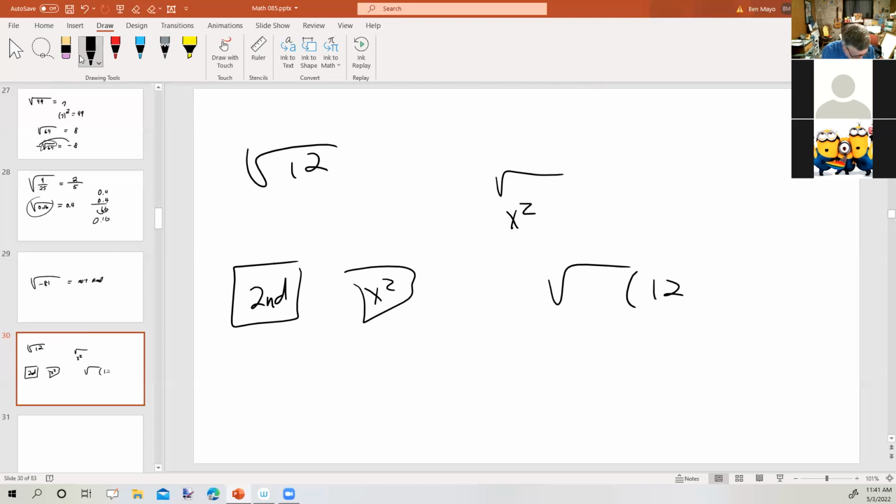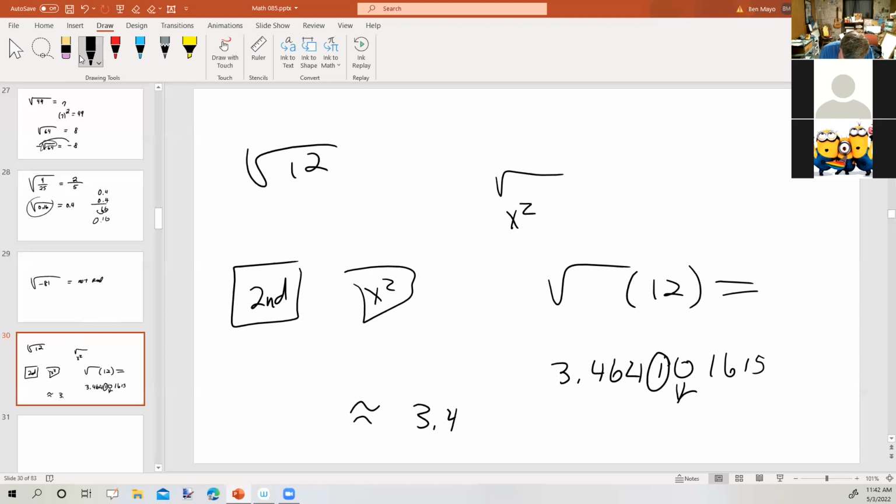Then I type in 12 and close up the parentheses and push equals, and I get 3.4641011615. But the directions said give each answer to 4 decimal places. So that would be right here. The 0 would round down. So the answer would be approximately 3.4641. If you have a calculator there, I would advise you to try that right now. If you don't, then you can try it later to make sure that things are working fine.